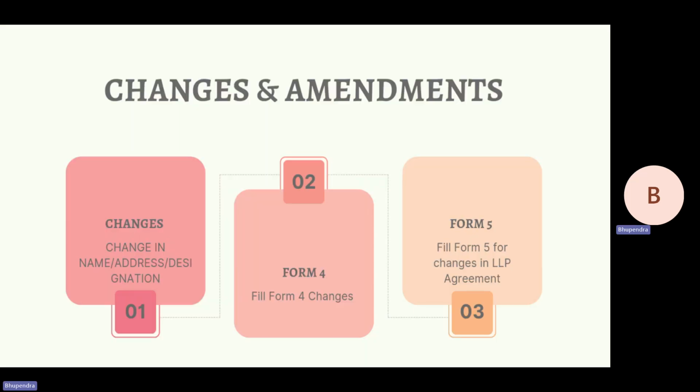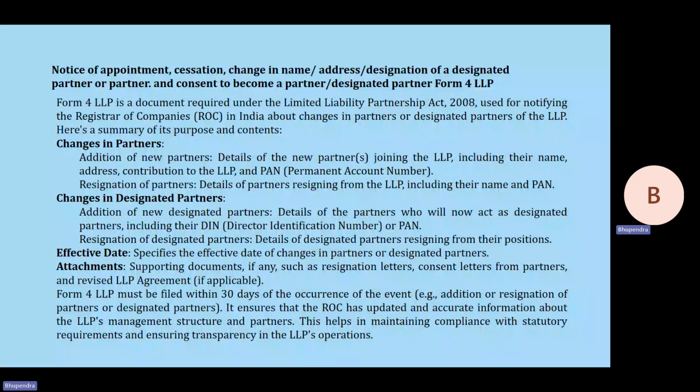Now next, changes and amendments. First we'll run through the changes, then form number 4 and form number 5. Notice of appointment is change in name, address, designation of a designated partner or partner, and consent to become a partner or a designated partner.